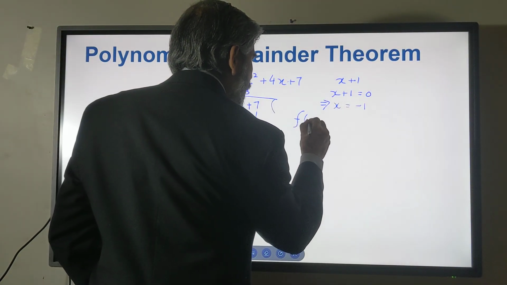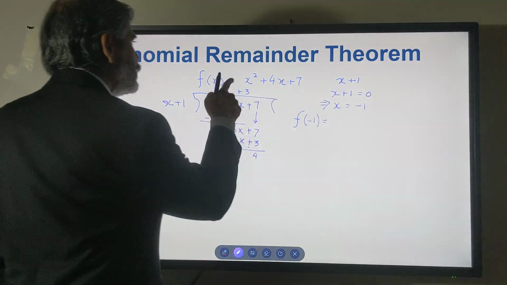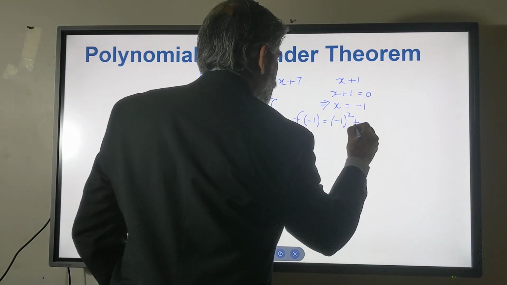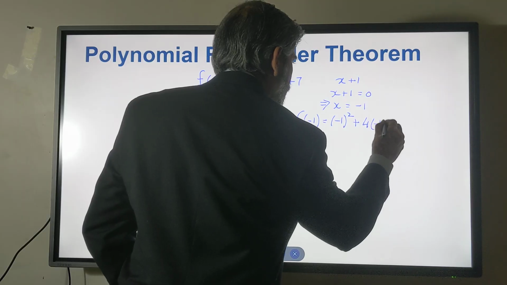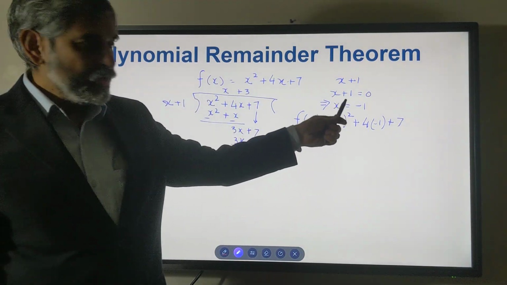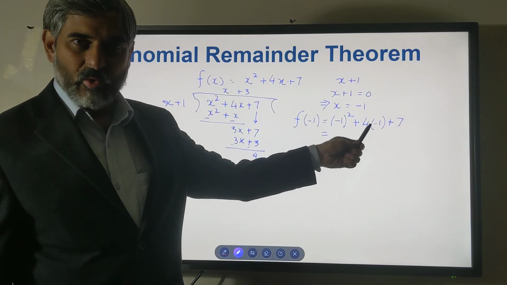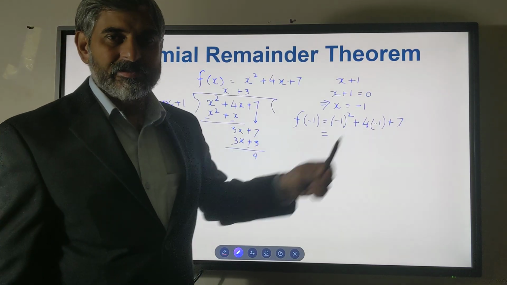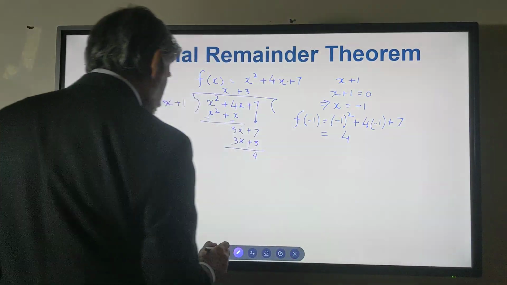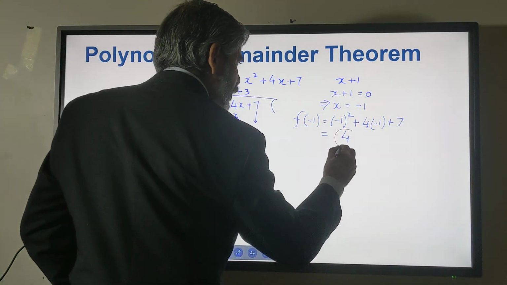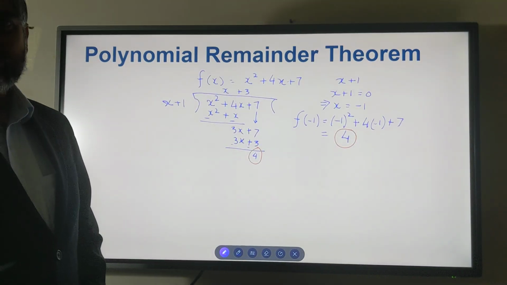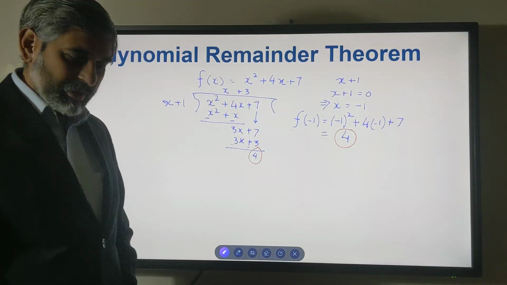f(minus 1) is going to be minus 1 squared, plus 4 into minus 1, plus 7. Minus 1 squared is 1, minus 4 is minus 3, plus 7. That is 4. So what you see is this number 4 is the same as the remainder. And why does it work?